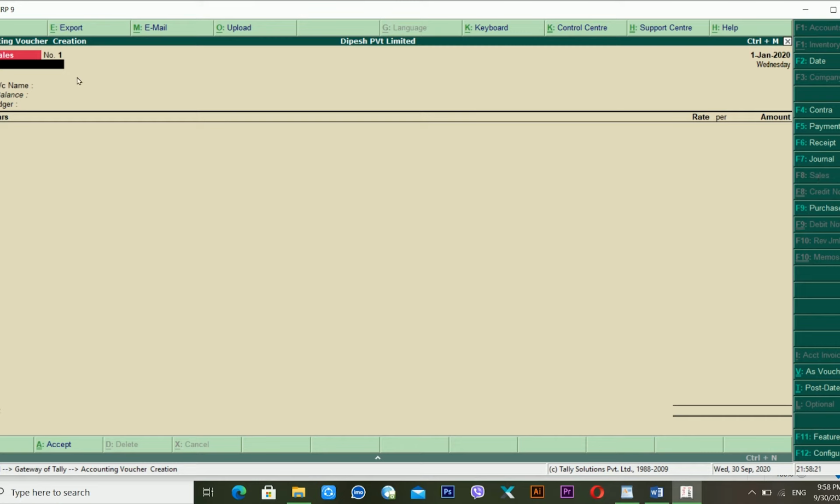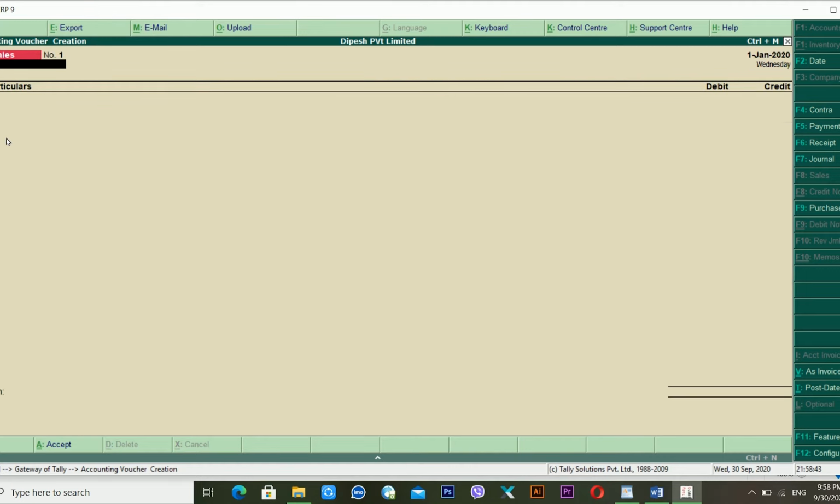Now you can see here it's showing the accounting invoice mode. If you want to work in invoice mode, it's okay, but if you don't want to work in invoice mode, you have to change it into the accounting mode. For that, you have to press Ctrl plus V. Now you can see the DR and CR is coming. It means you are working in the accounting mode. But if there is no DR and CR coming, it means you are working in the invoice mode. Okay, so let's move on to our practical.